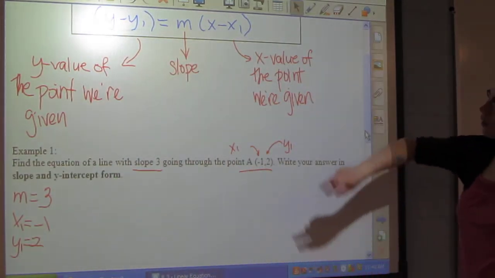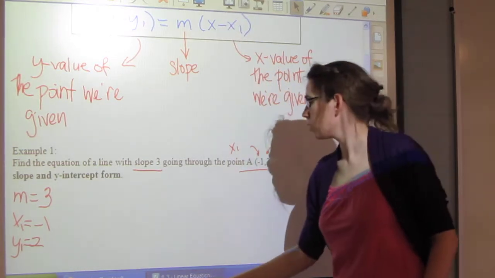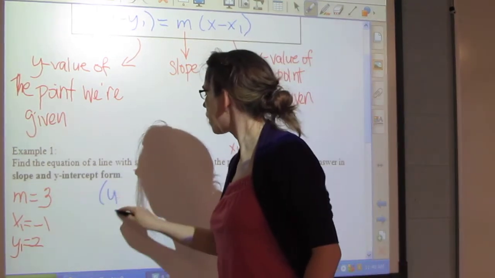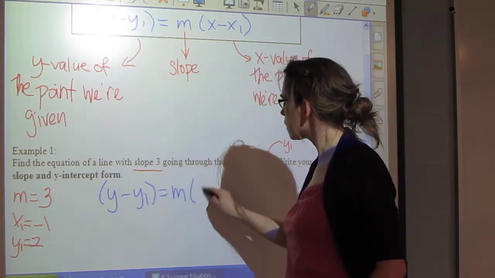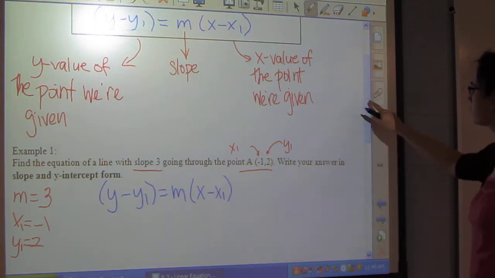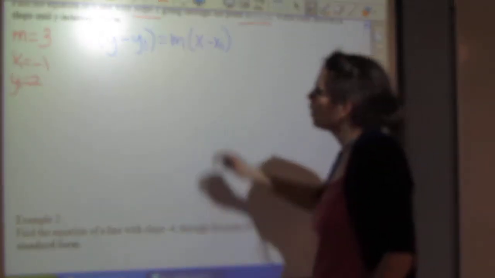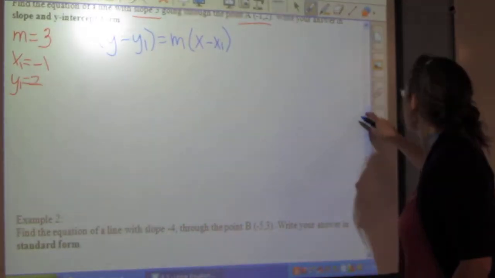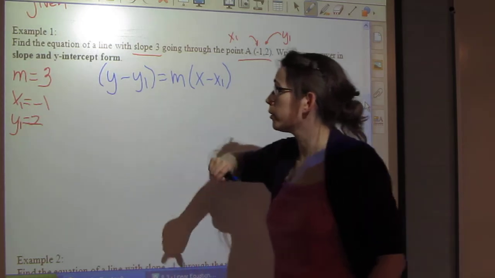Our next step from here, always write the formula down. So we have y minus y1 is equal to m times x minus x1. Once we have this information written down, the next step is just to plug in what we know.